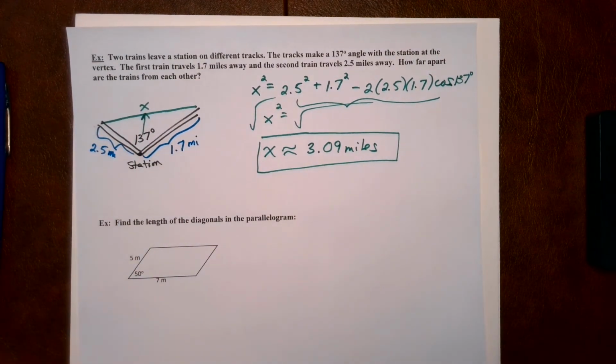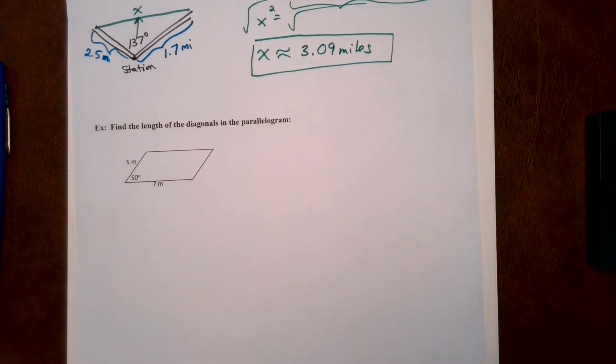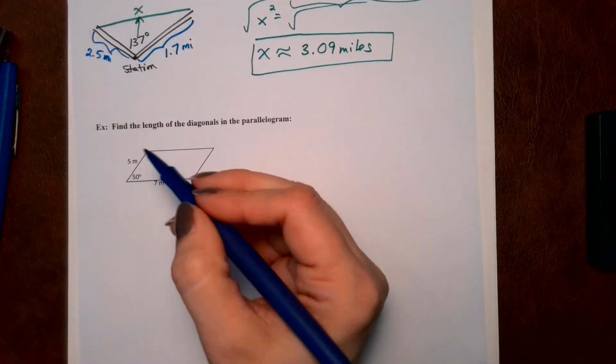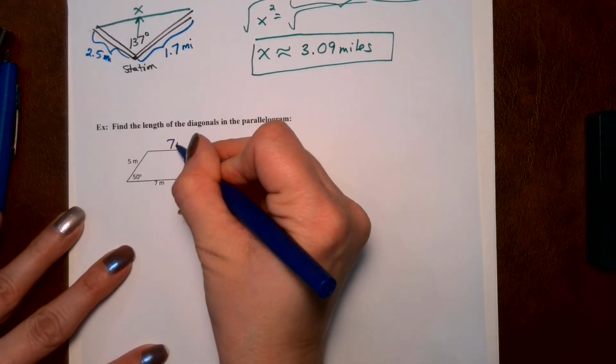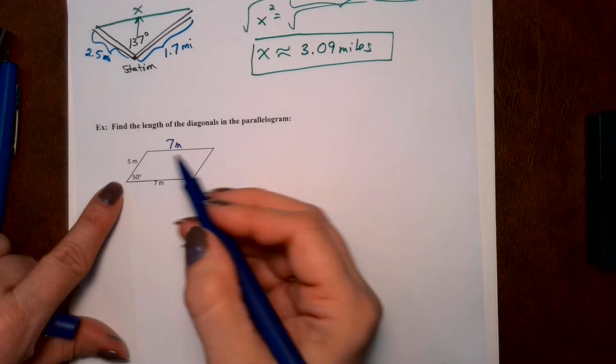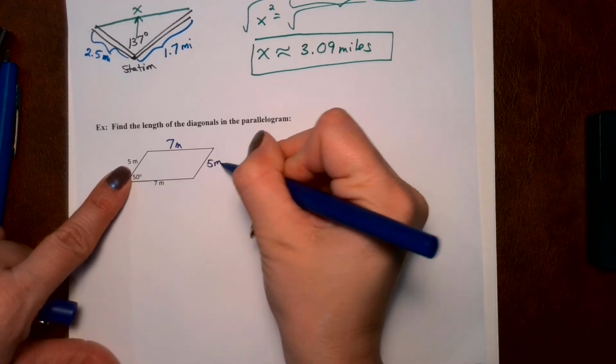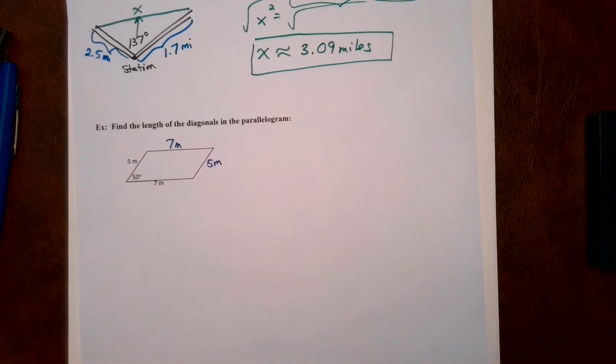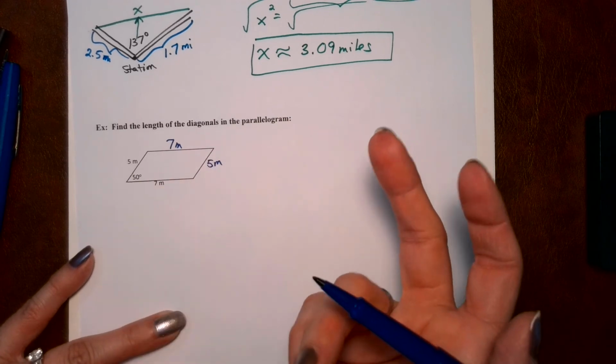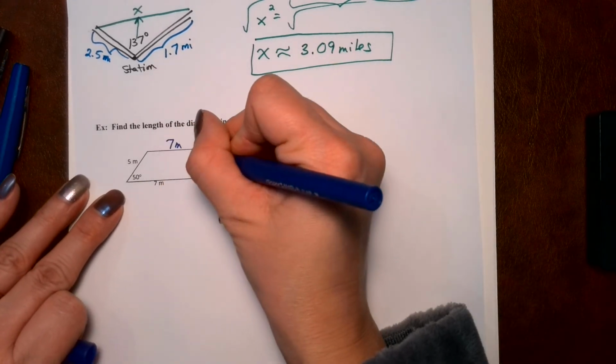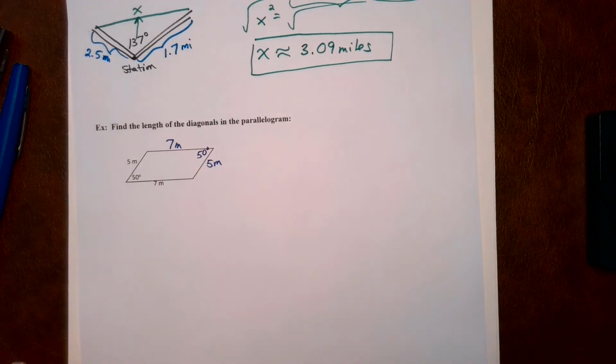Okay, the last one we have here is a parallelogram. Maybe something you remember about parallelograms is opposite sides are congruent. So if that's 7 meters, so is the top. Opposite sides are congruent and parallel. Opposite angles are also congruent. So if that's 50, this one's 50.